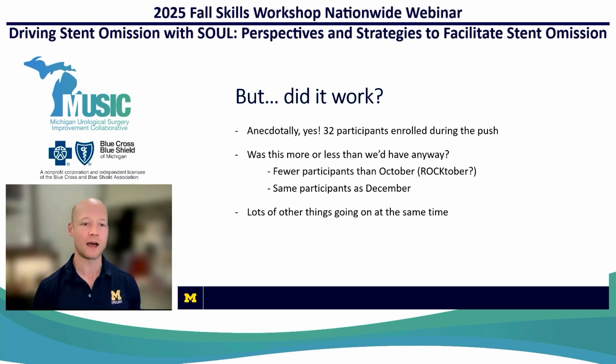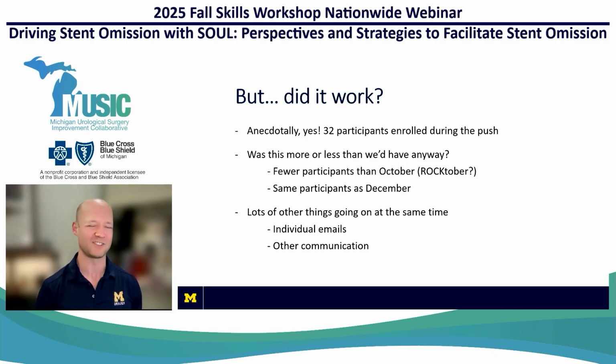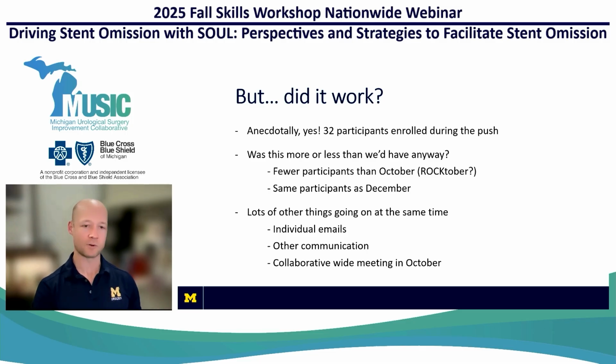And also there are lots of other things that are going on at the same time, similar to a lot of the other initiatives that we do within MUSIC. In addition to these targeted emails or trial-wide emails, there are individual emails and other individual communication like text messages or just face-to-face chatting about trying to push for enrollment, as well as things like the collaborative-wide meeting in October. So it's really hard to disentangle, was it our specific email push that worked or these other things?